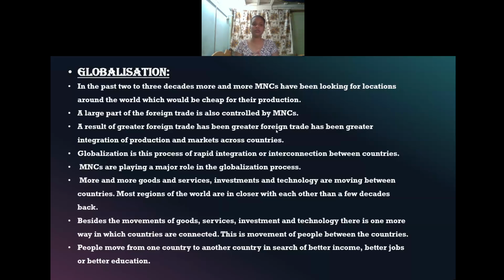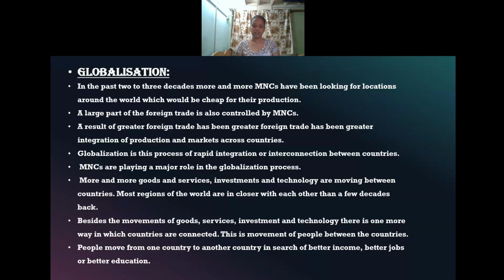Today we are going to learn an interesting concept called globalization in the SST chapter on globalization and the Indian economy. In yesterday's class, a little bit of recap. We will go over what all we learned in yesterday's class.